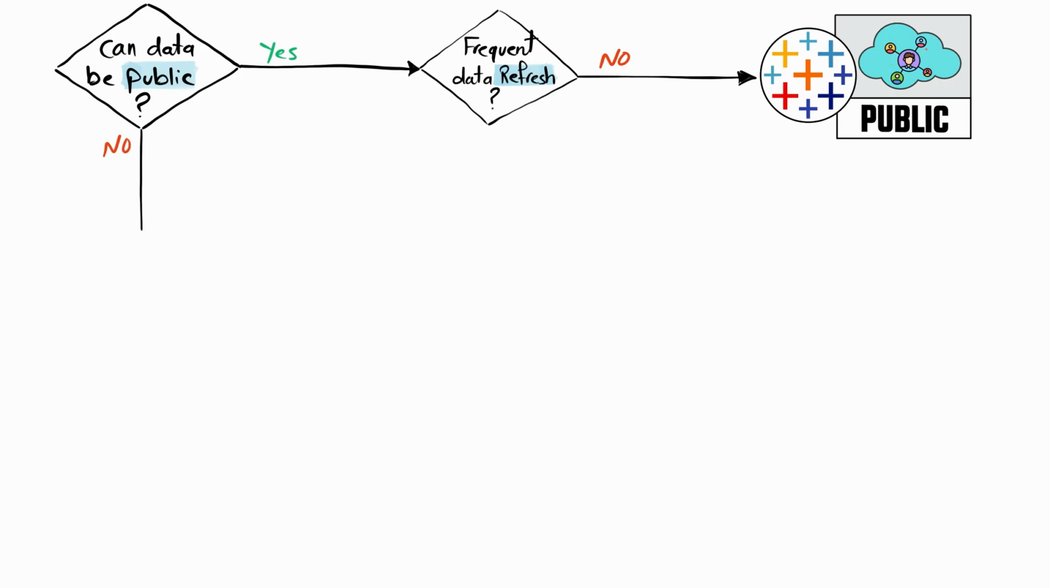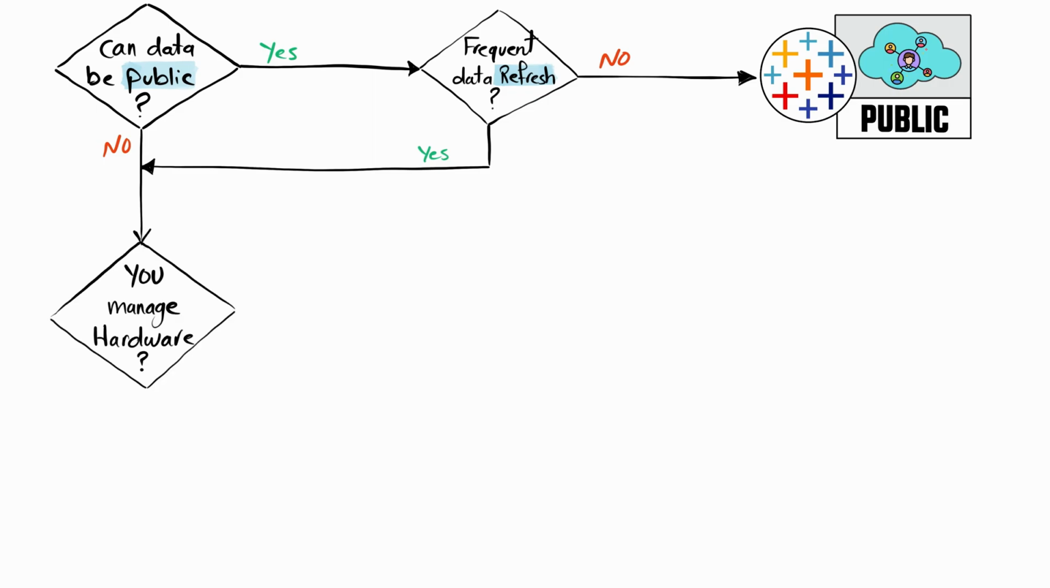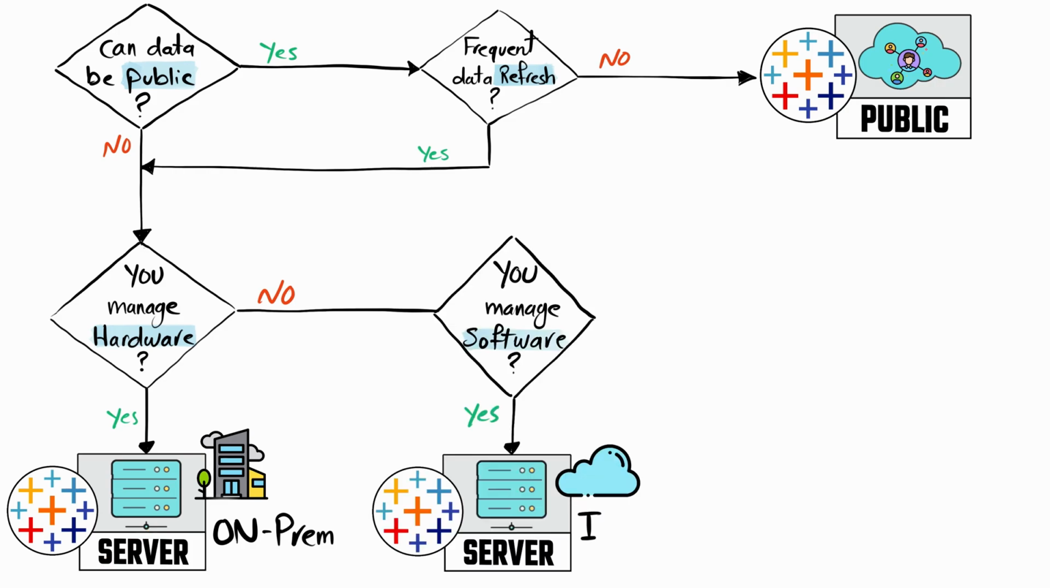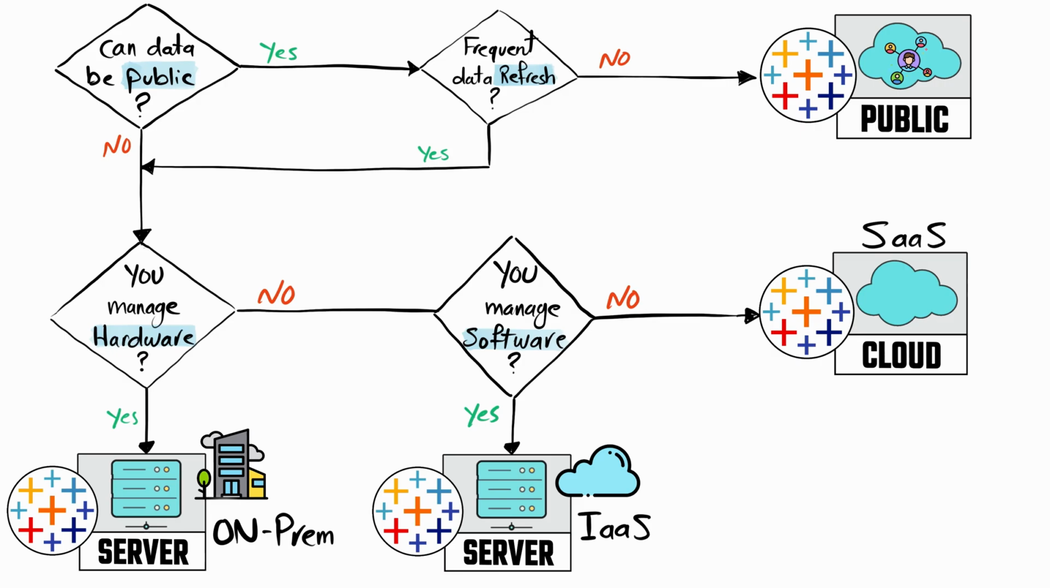But if the data should not be public and should be refreshed automatically, then we have to think about private hosting. So the question now: do you want to manage the hardware? If yes, then you can use Tableau Server on-premises at your organization. But if you don't want to do that and you want to outsource it, then you ask the next question: do you want to manage the software on your own? If the answer is yes, then you can use Tableau Server again, but this time it's hosted in a cloud service provider like Microsoft Azure in the IaaS service model. But if the answer is no, you don't want to manage the software yourself and you want to outsource it, then you can use Tableau Cloud as a SaaS service.